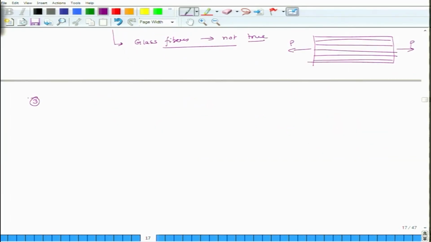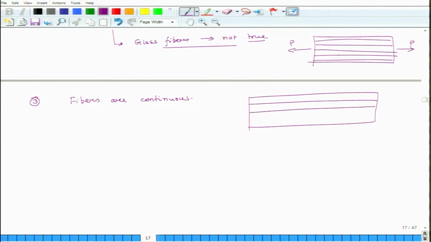Third assumption which we made was that fibers were continuous. This is what we had assumed, which means that if you take a sample of composite, fibers run throughout the length of the composite. Again, in reality that will not be true. There will always be fibers which may run something like this.